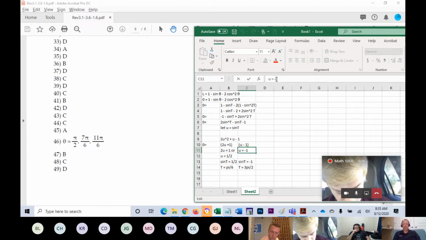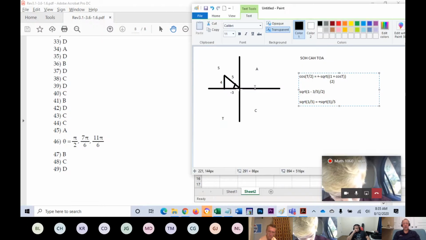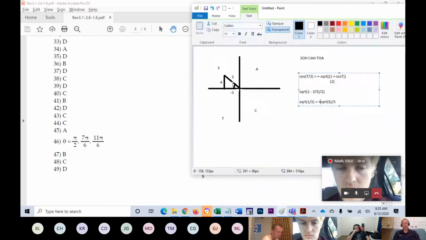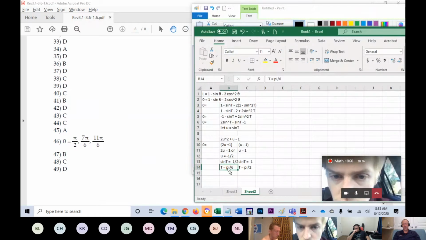Okay, so then this is u equals 1, which now makes that pi halves. And this is going to be -1/2. So sine of theta equals -1/2. So sine is negative in quadrants 3 and 4. Okay. So therefore, this is going to be negative pi sixth.